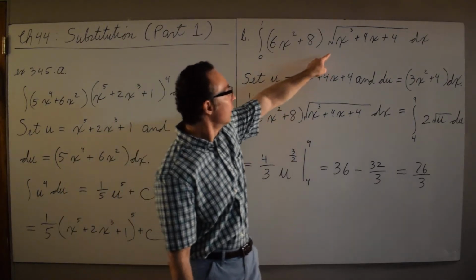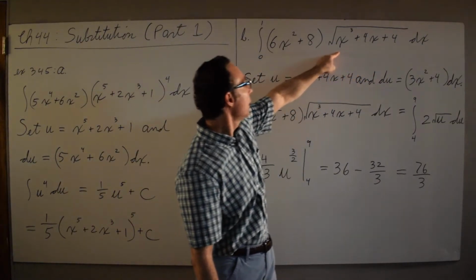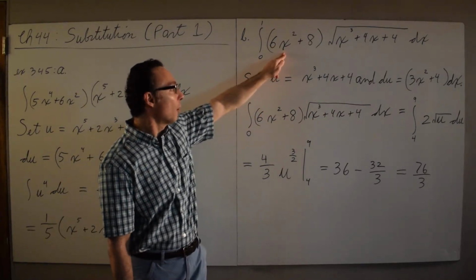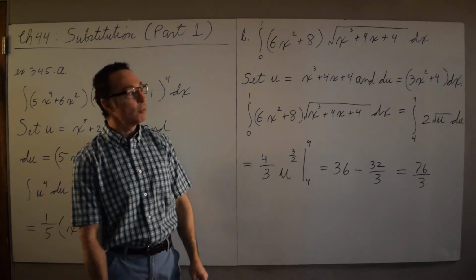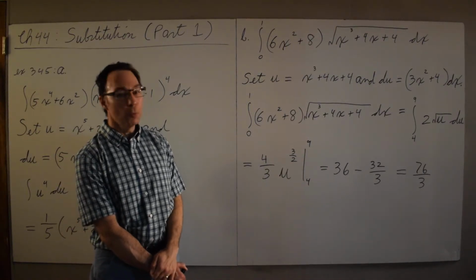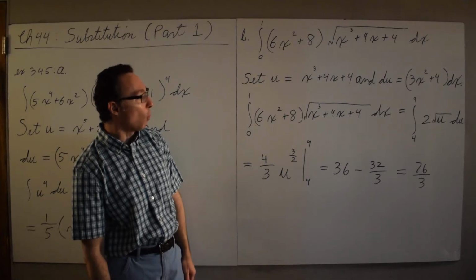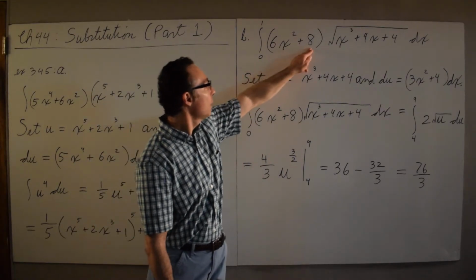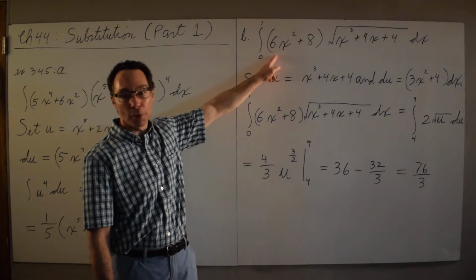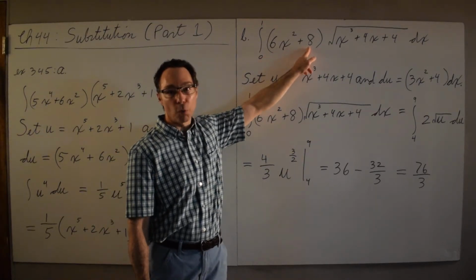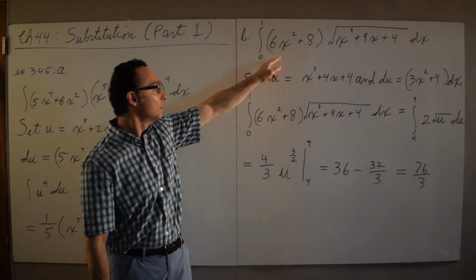We have a third degree polynomial right here. The derivative of a third degree polynomial is a second degree polynomial. So if you take the derivative of x cubed plus 4x plus 4, that derivative is 3x squared plus 4. That's not quite what we have here. We have 6x squared plus 8, but that is exactly 2 times 3x squared plus 4. So we can use that.